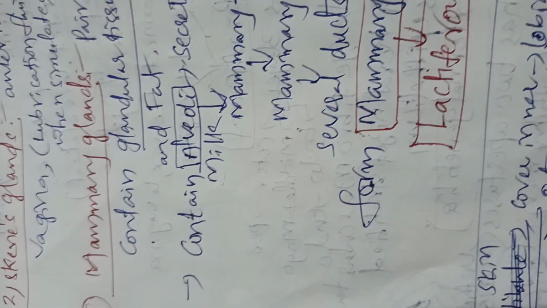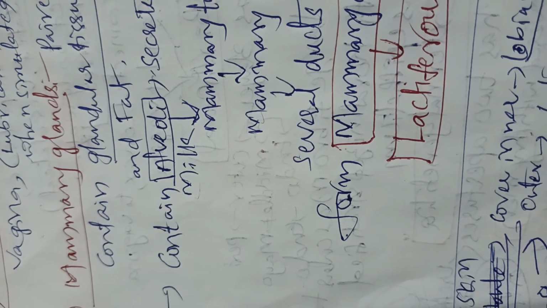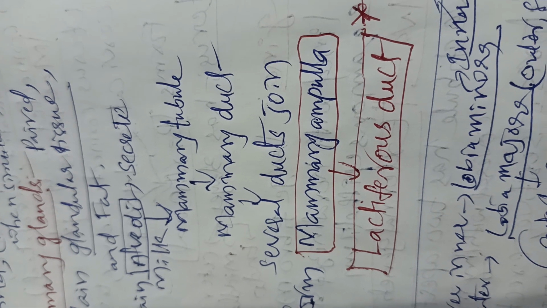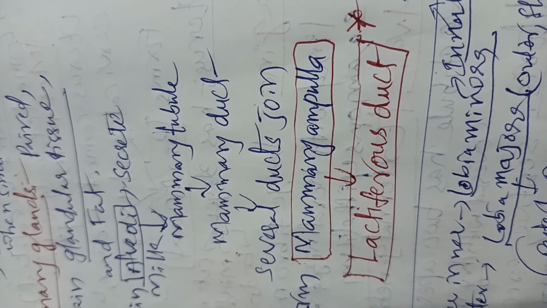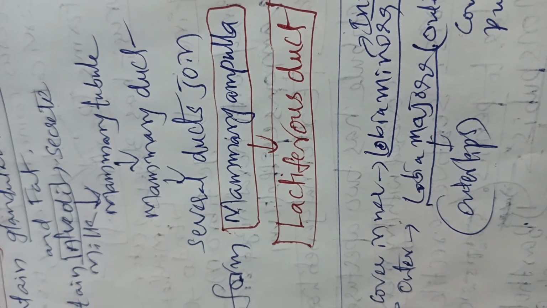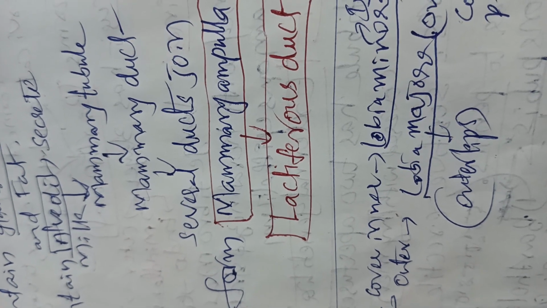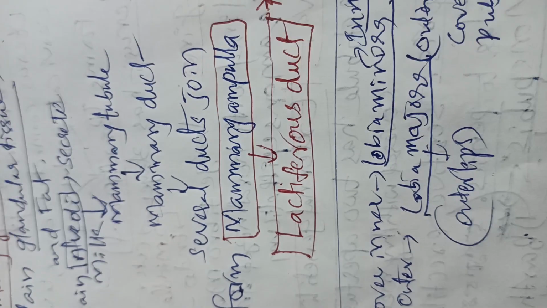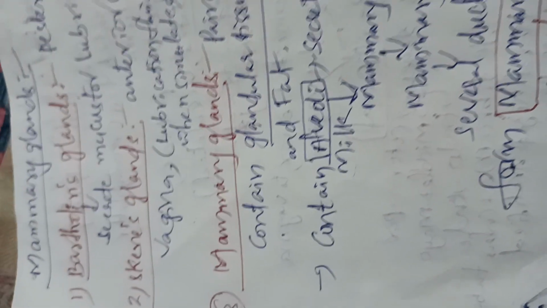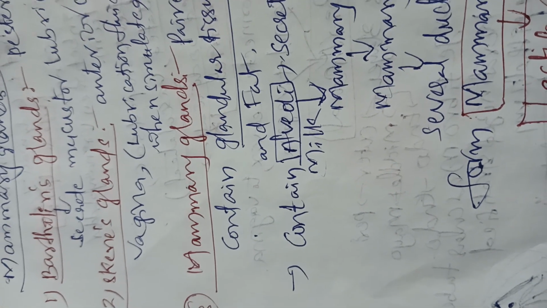Next one is the mammary glands. The mammary glands are paired glands. They contain glandular tissue and fat. They consist of alveoli. The alveoli secrete the milk, and the alveoli open into the mammary tubules, the mammary tubules open into the mammary duct, and several ducts join together into the mammary ampulla, which finally opens into the lactiferous duct. Through this lactiferous duct the child can suck the milk. In this manner there are three different types of accessory glands present in the female reproductive system: Bartholin glands, Skene's glands, and mammary glands.